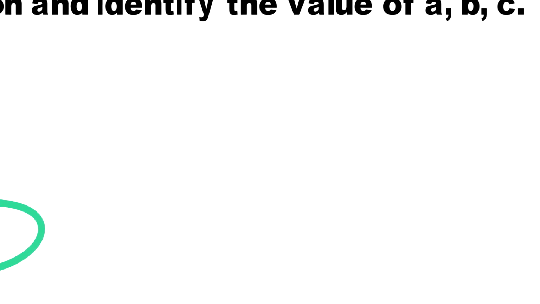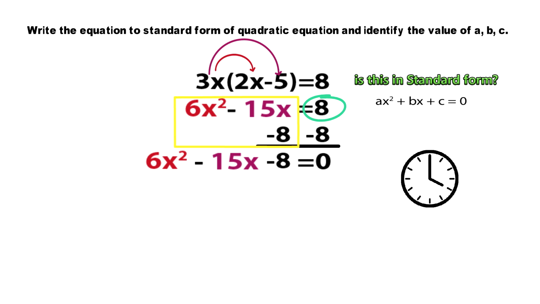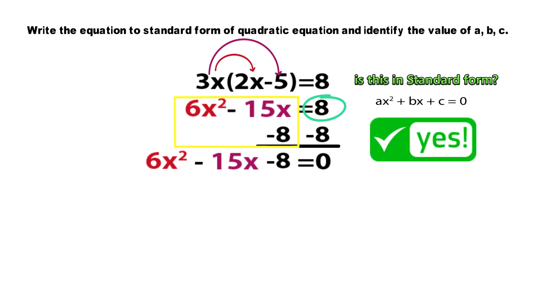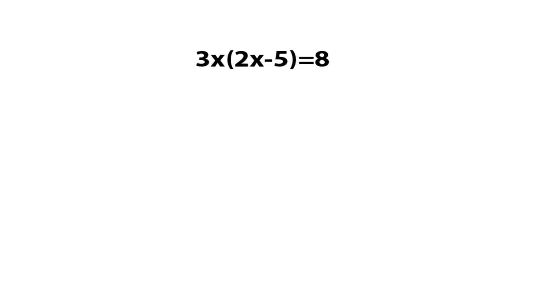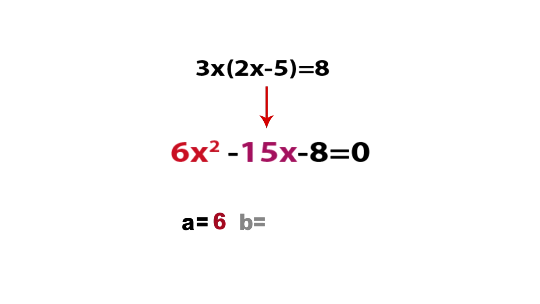Is this in standard form? Yes. So, the value of a is 6. The value of b is negative 15. And the value of c is negative 8. The standard form of the given equation, 3x times the quantity of 2x minus 5 equals 8, is 6x squared minus 15x minus 8 equals 0. And the value of a is 6, b is negative 15, and c is negative 8.